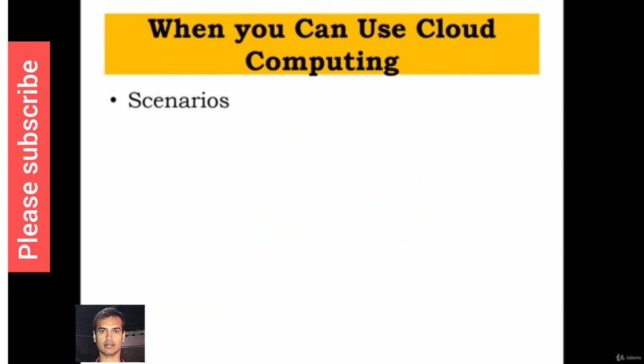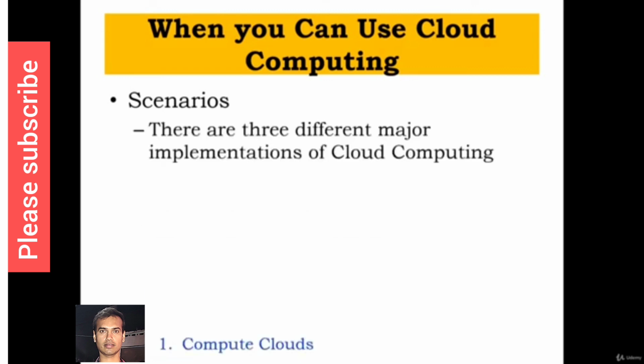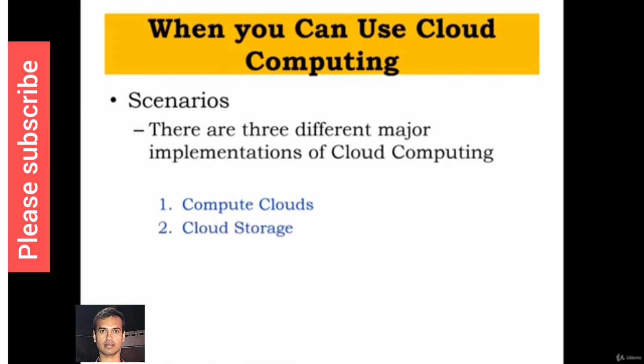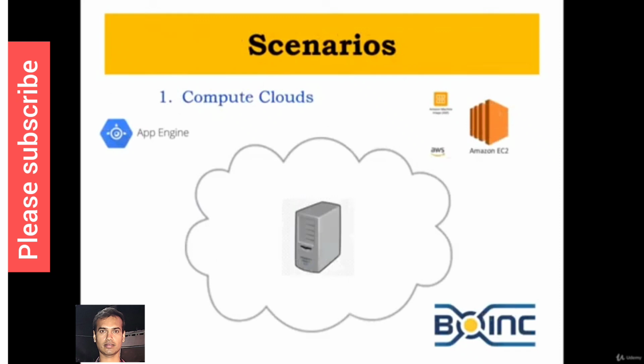Now look at the various scenarios. There are different major implementations of cloud computing. How organizations are using cloud computing is quite different at a granular level, but the uses generally fall into one of these solutions. The first is compute clouds, second is cloud storage, and third is cloud applications. Now we'll move to each one in detail. First is compute clouds.